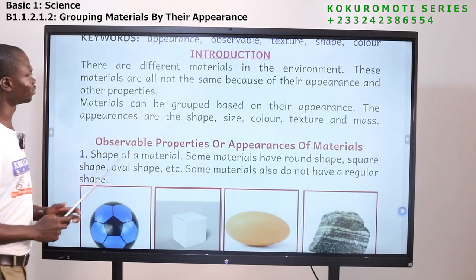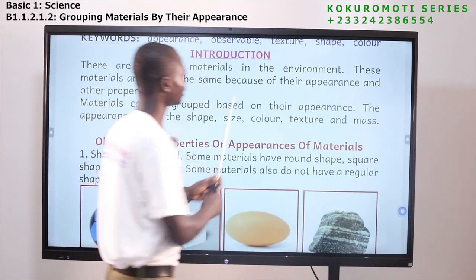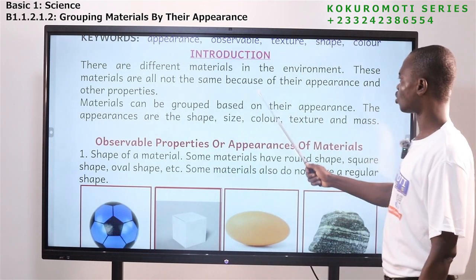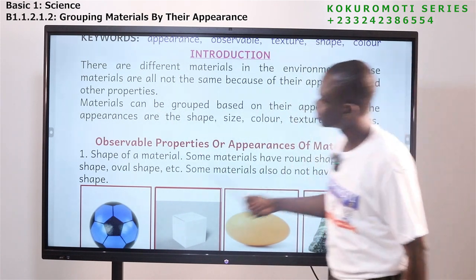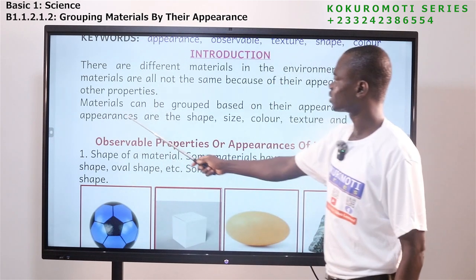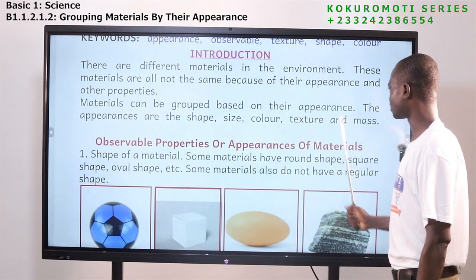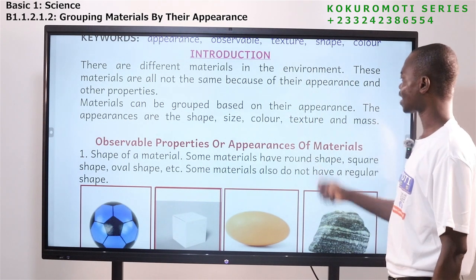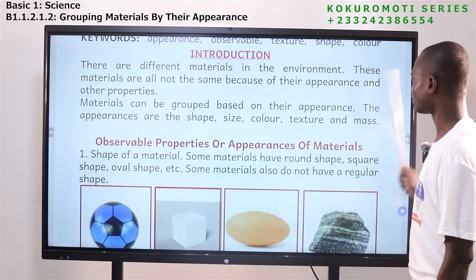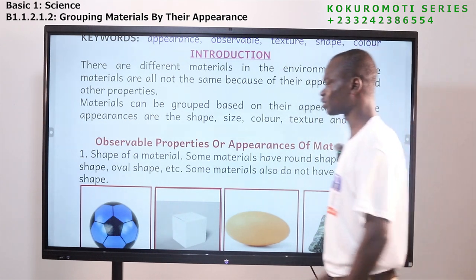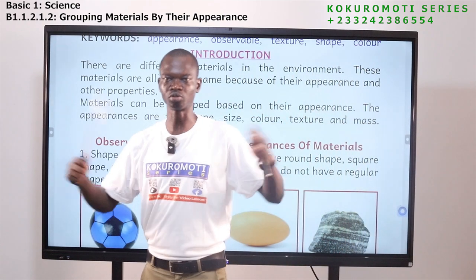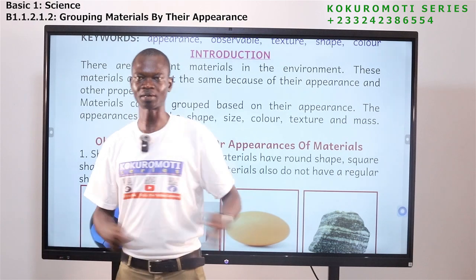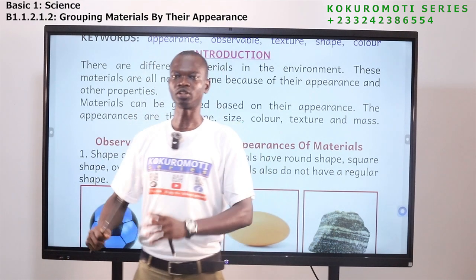Now let's continue. There are different materials in the environment. These materials are all not the same because of their appearance and other properties. Materials can be grouped based on their appearance. The appearance are the shape, size, color, texture, and mass. So we are saying that materials can be put into groups. Materials can be put into what? Groups. When it comes to appearance, it can be put into groups.